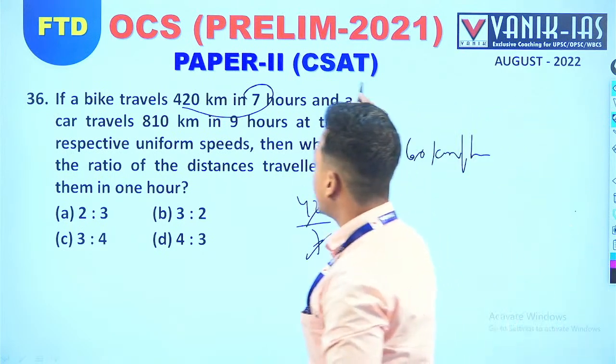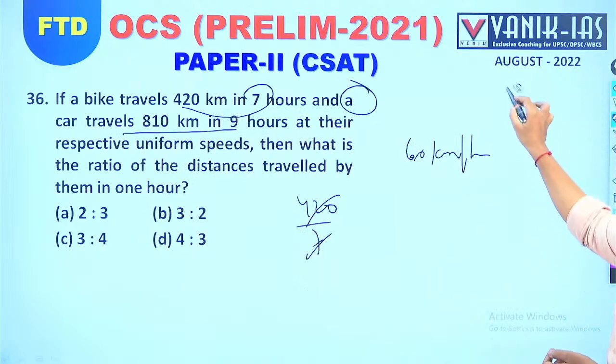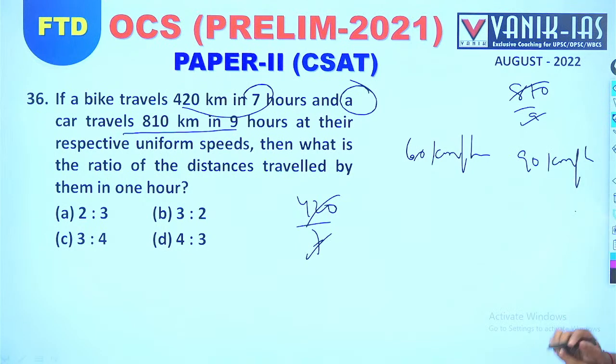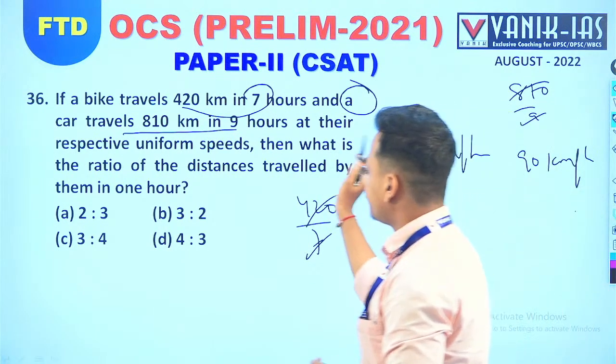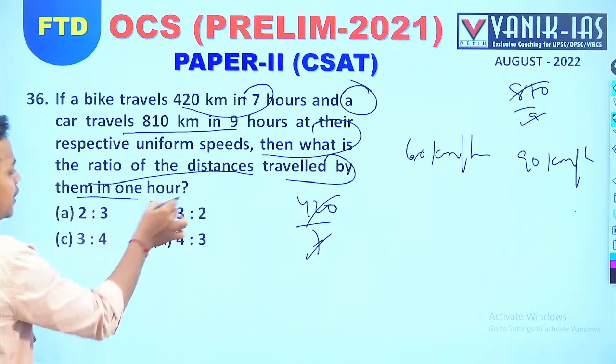Then it is given that a car travels 810 kilometers in 9 hours, that means 810 kilometers in 9 hours. That means its speed is 90 kilometers per hour. Then the question is, what is the ratio of the distance traveled by them in 1 hour?